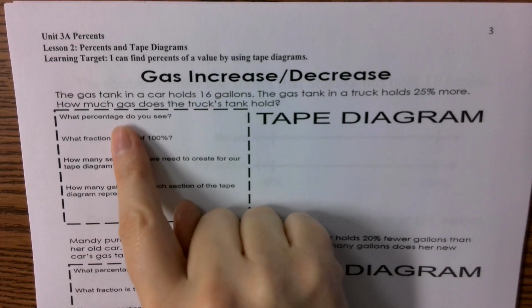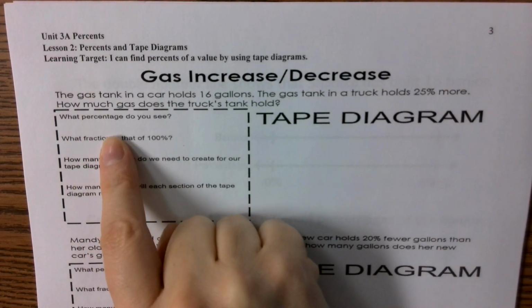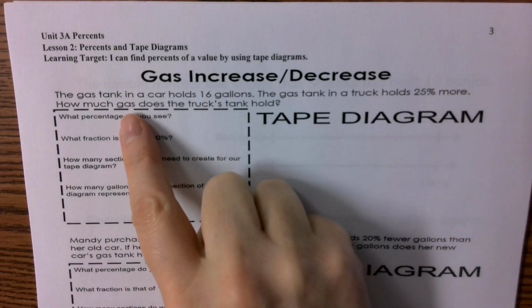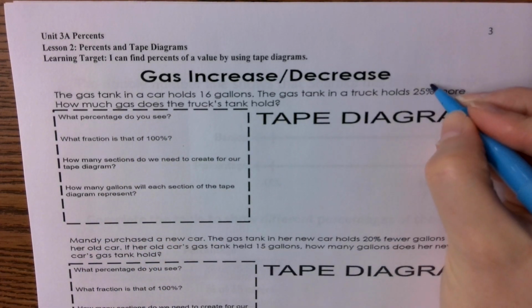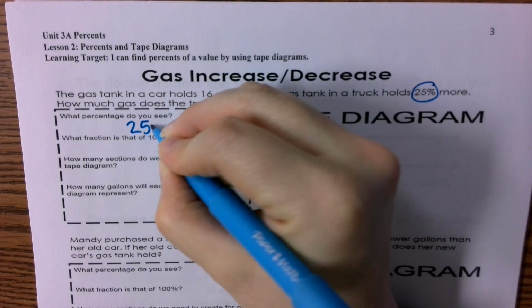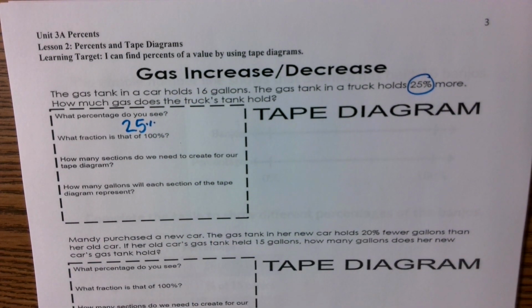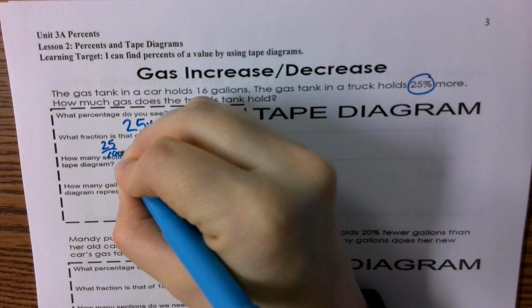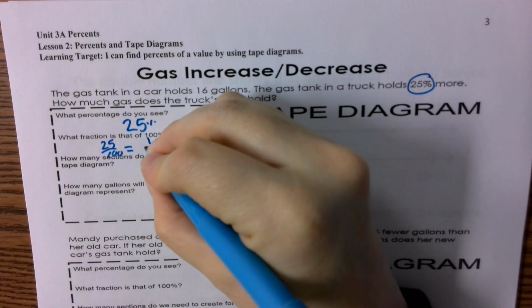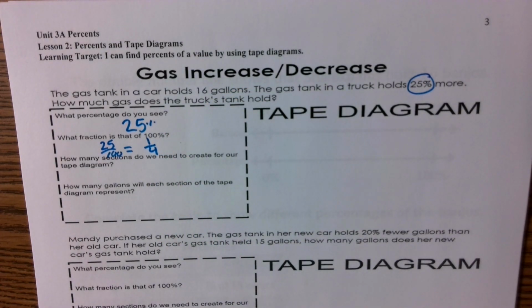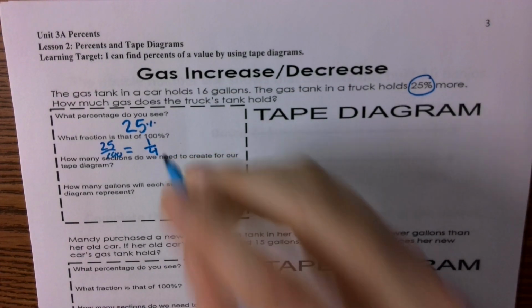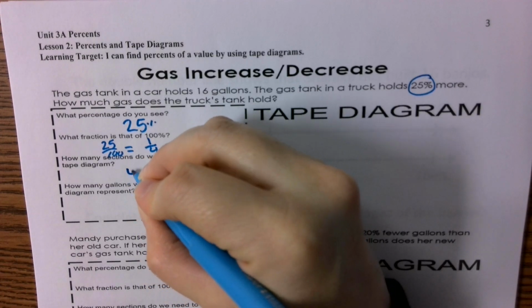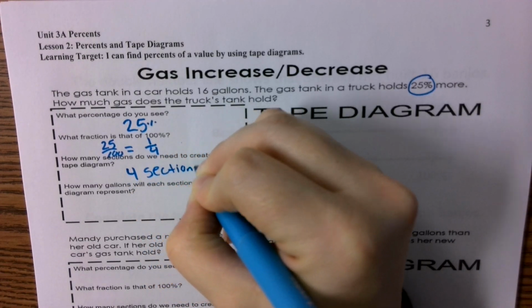Okay, so here are some questions to help you along the way. First question you always ask yourself, what percentages are you dealing with? So what percentage do we see in the problem? 25%. Okay, so we're going to write that down. We're dealing with 25%. We want to know what fraction is that out of 100. So if I were to take 25 and put it over 100, what is that going to equal? 1/4, right? So that tells you how many sections you're going to create. How many sections are we going to create in our tape diagram? 4, right? Every section is going to be equal to 1/4. So we have 4 equal-sized sections that we're going to draw out here.